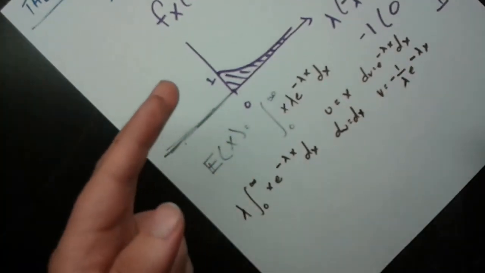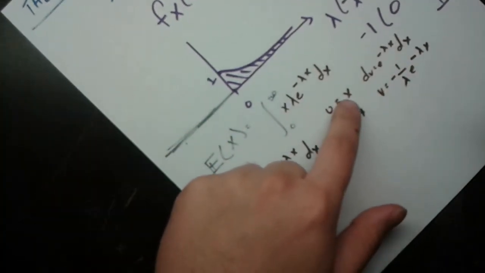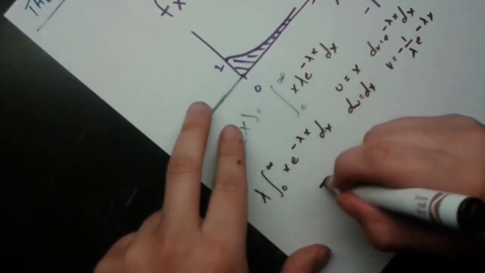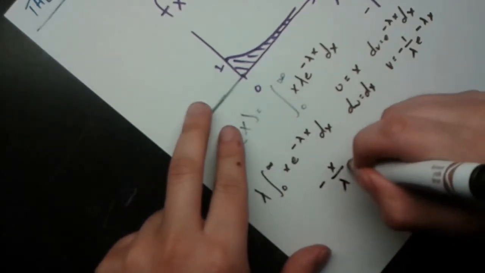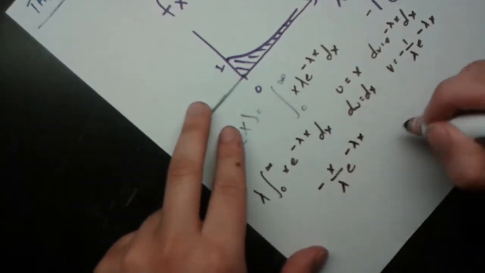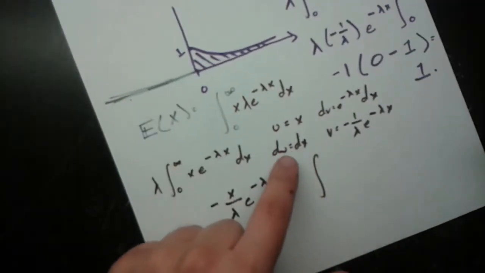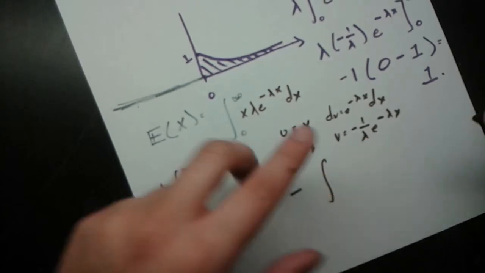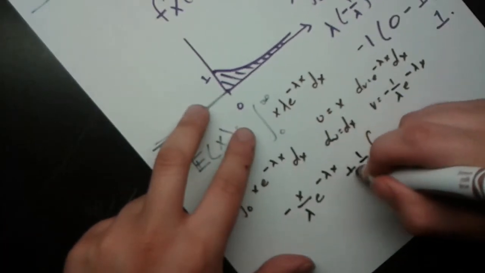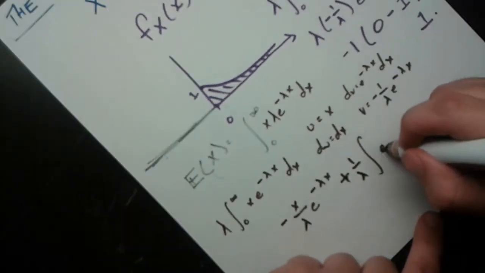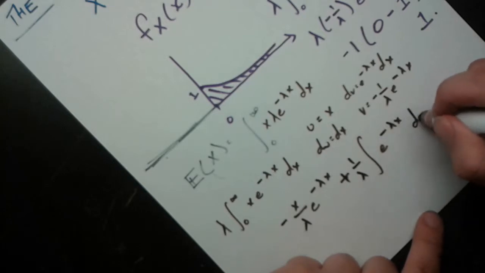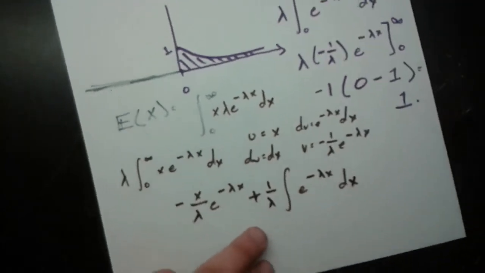Putting that together, we get uv minus the integral of v du. So uv is x times this quantity, so it's minus x over lambda e to the minus lambda x, minus the integral of v du. So we get v, and du is here. The minus with this minus 1 over lambda becomes a plus 1 over lambda. We get e to the minus lambda x dx. Okay, nice. And let's put our bounds in.